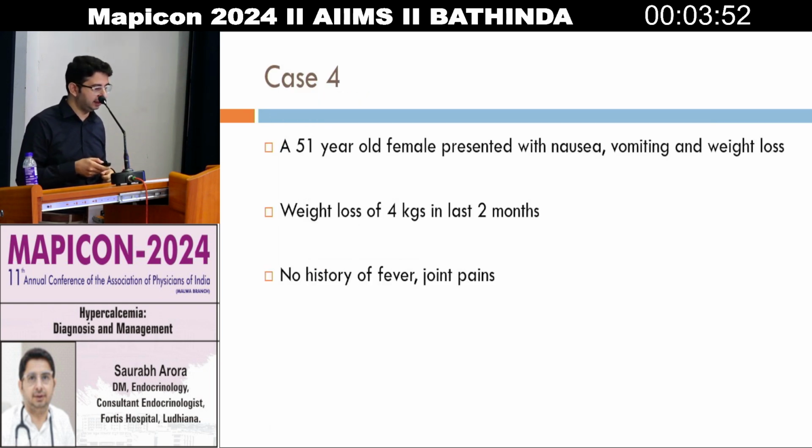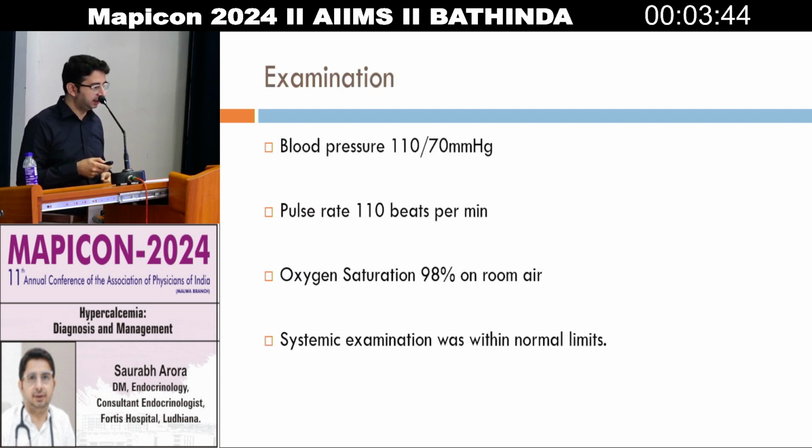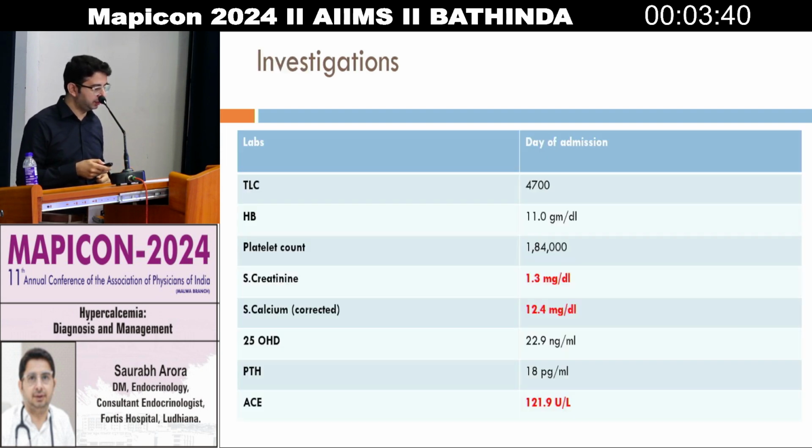Now coming to the last case, this is a case of a 51-year-old female who presented with nausea, vomiting and weight loss. 4 kg weight loss was reported in 2 months, and blood pressure was normal. The patient had tachycardia. Oxygen saturation was 98%. On investigation, serum calcium was 12.4, creatinine was 1.3, PTH was less than 18. So it was PTH independent hypercalcemia. ACE levels were elevated. It was 121.